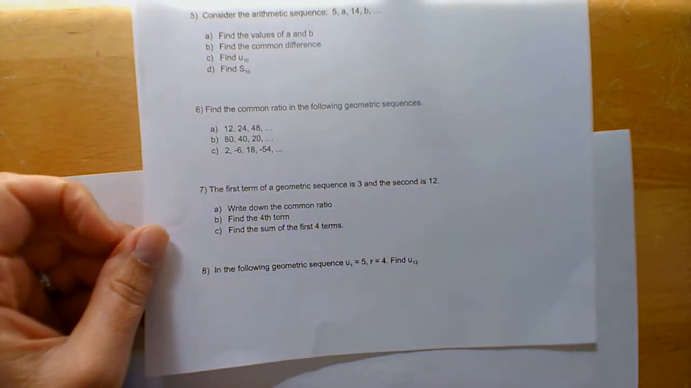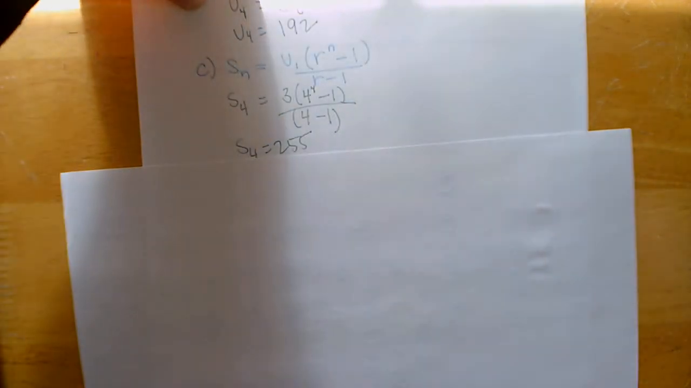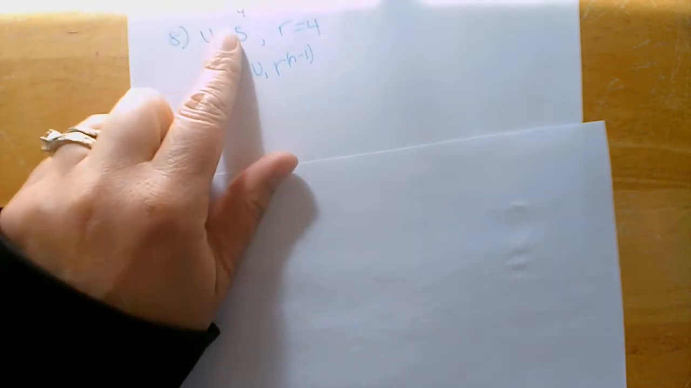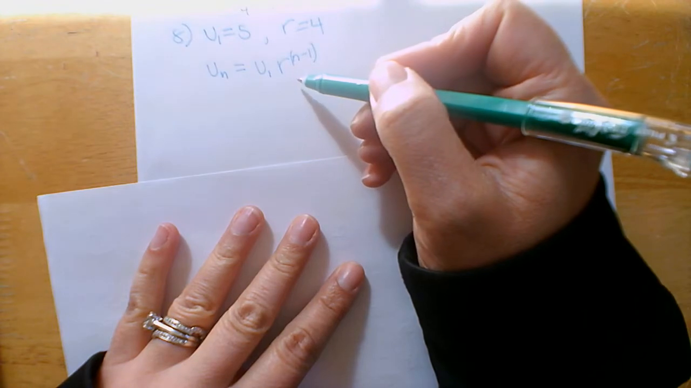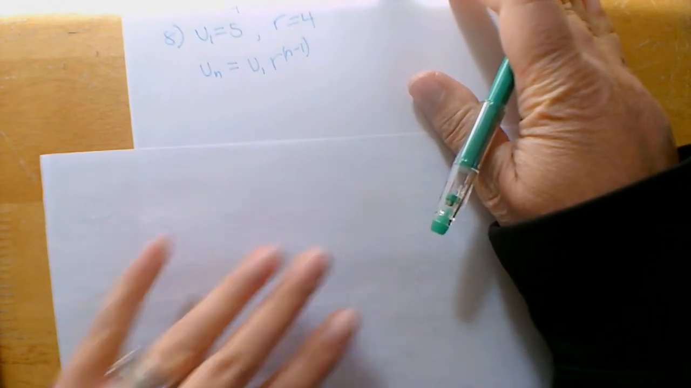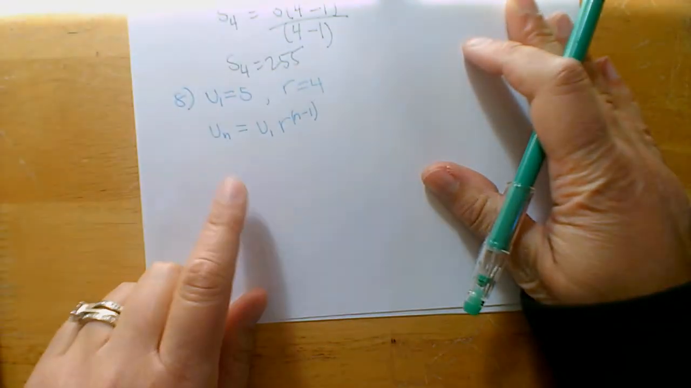And number 8, in the following geometric sequence, the first term, u sub 1, is 5. The common ratio, r, is 4. We need to find u sub 12. So we're skipping a few steps, and we're just going really right to the problem here. Here's number 5, the first term, the common ratio. We're finding the nth term here. I don't need this paper. Okay. Finding the nth term.